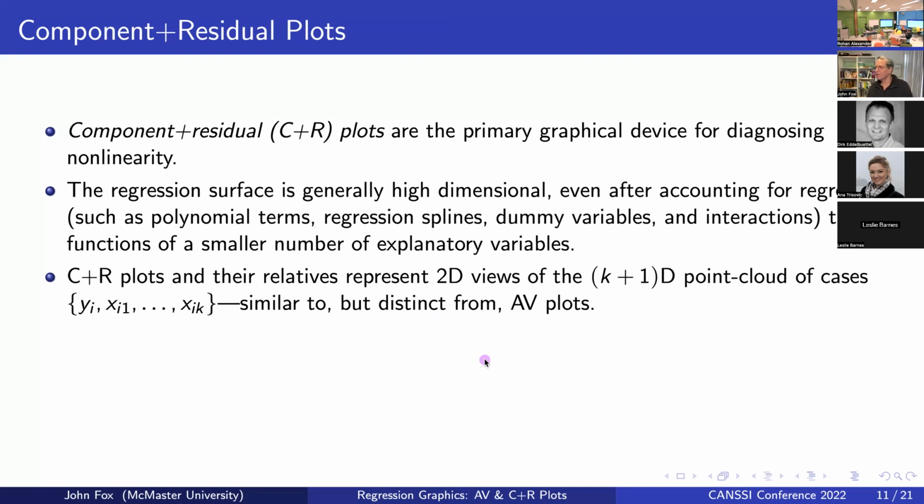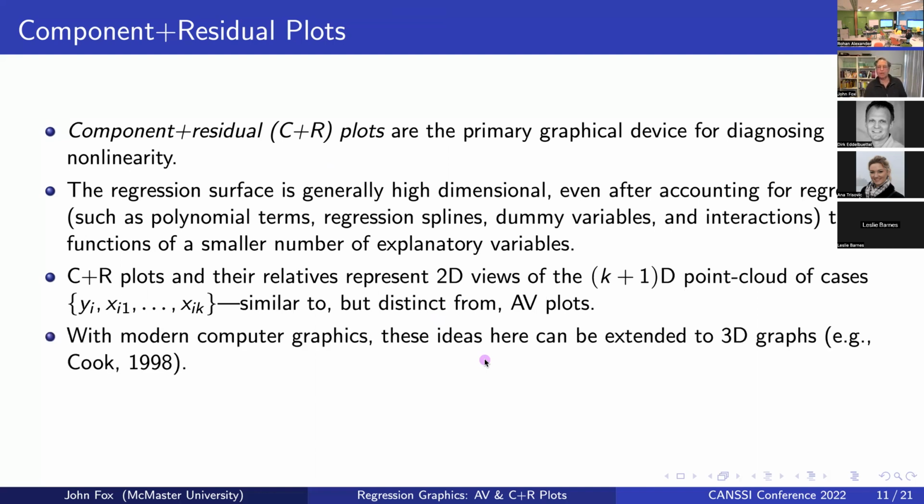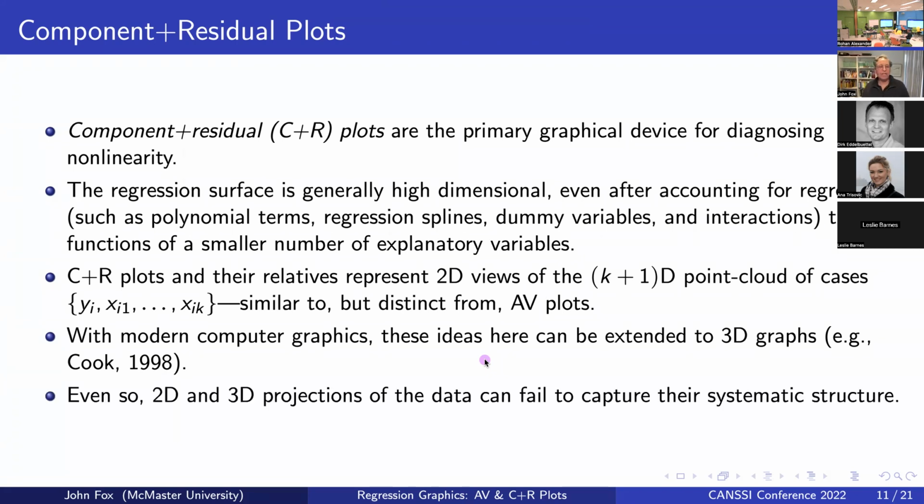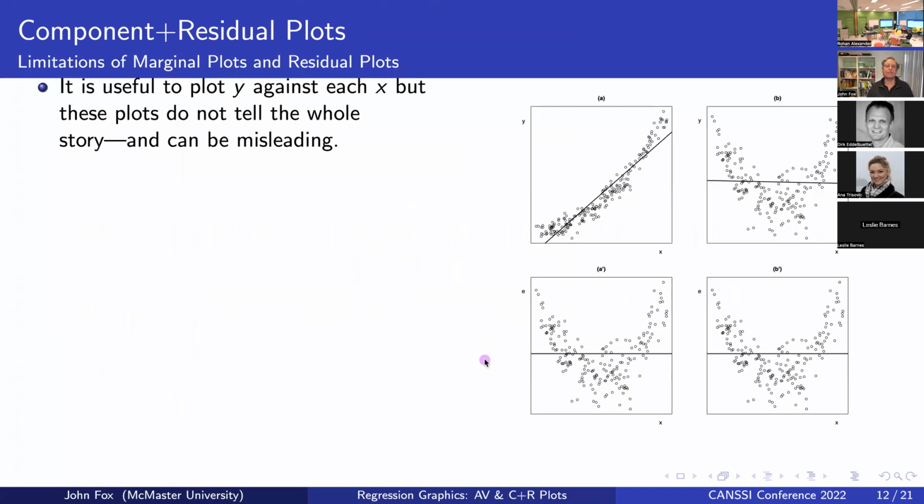So there's a similarity between added variable and component plus residual plots, but they're constructed differently and they serve different purposes. As in the case of added variable plots, we can extend component plus residual plots to 3 dimensions, and it's actually potentially useful to do that, for example, to detect interactions.